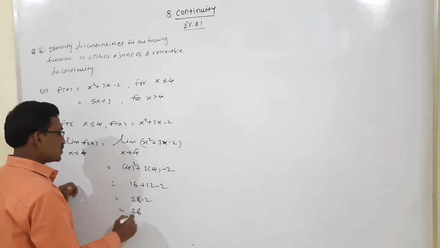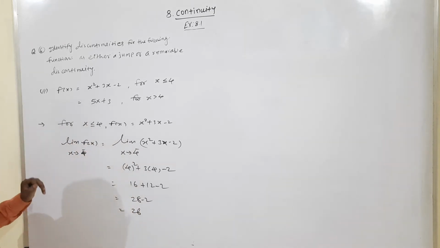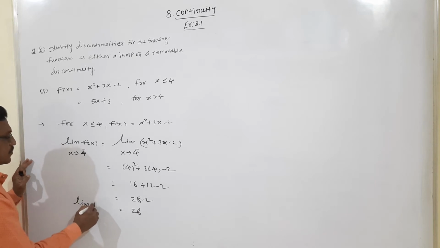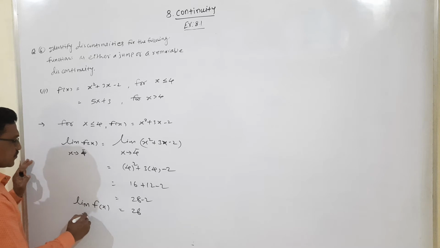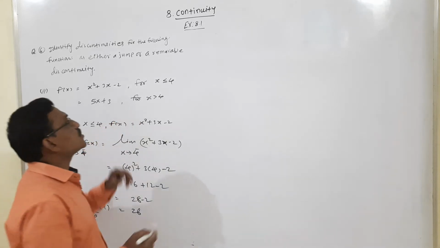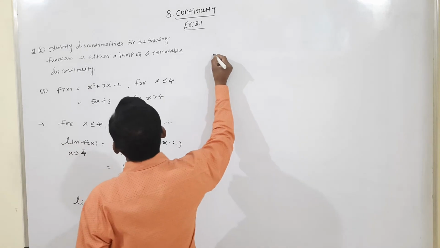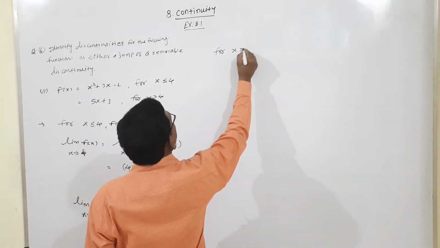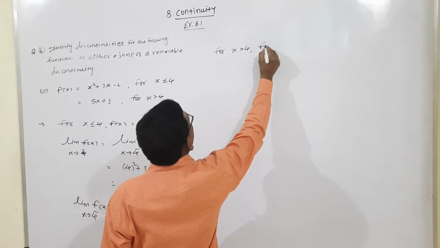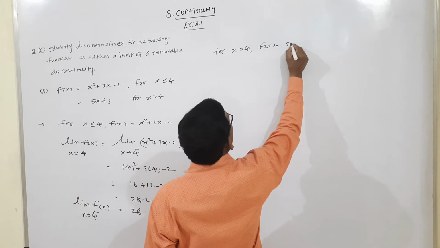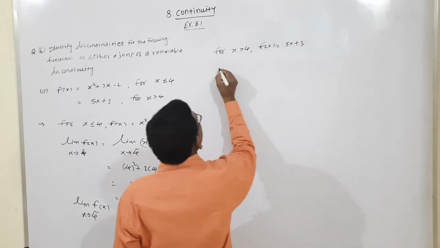So it is 26. So the left hand side limit of this function is 26. Now we check for this interval. For x greater than 4, the given function is equal to 5x plus 3.